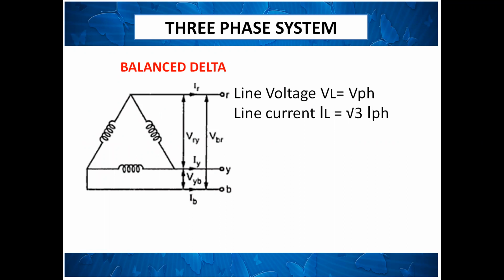In delta, line voltage equals phase voltage, where phase voltage means the voltage across each phase coil, and line voltage is between the lines. Line current is the current that flows in the line, and phase current is the current in each winding.